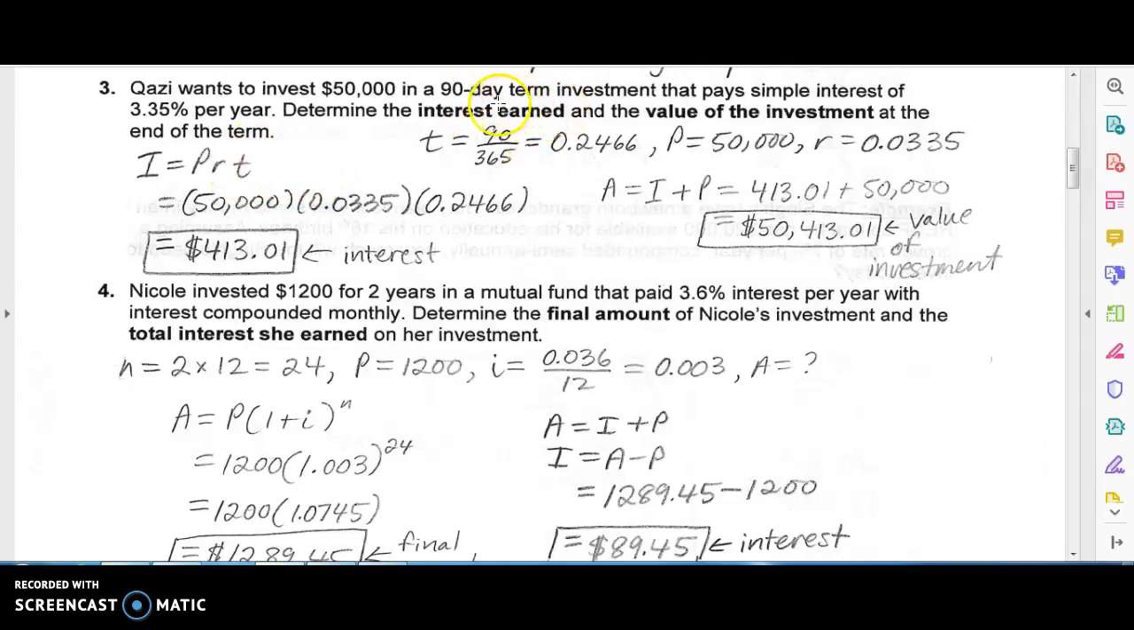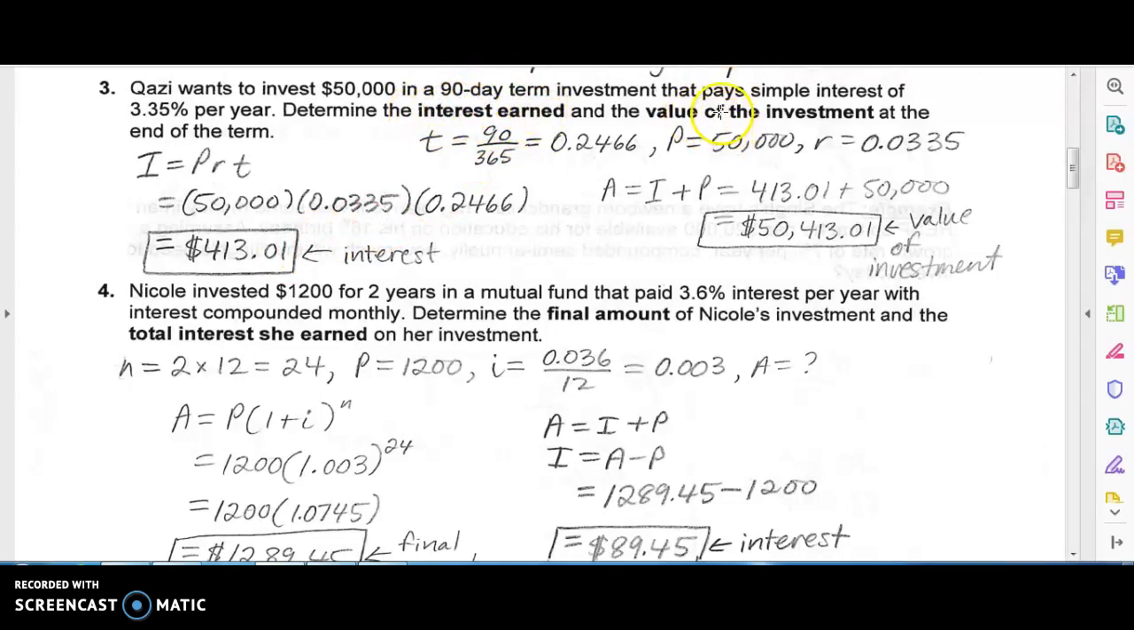So how many years is 90 days? Well, 90 days is the term of our investment, and there are 365 days in a year. So 90 divided by 365 tells us then that our T value is going to be 0.2466. So 90 days is equivalent to 0.2466 years. Okay, plug that in here and multiply the 3 together. It tells us he earns $413.01 in interest. So that takes care of the part of the question that says interest earned.